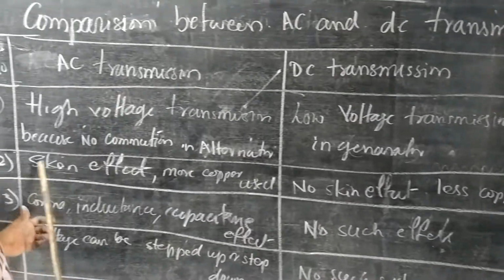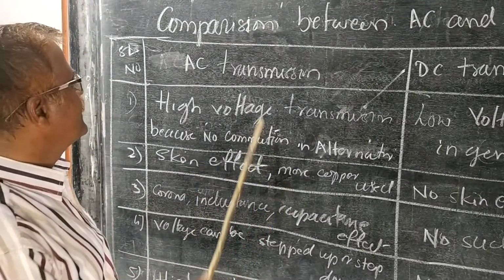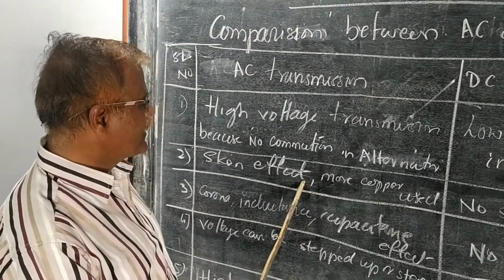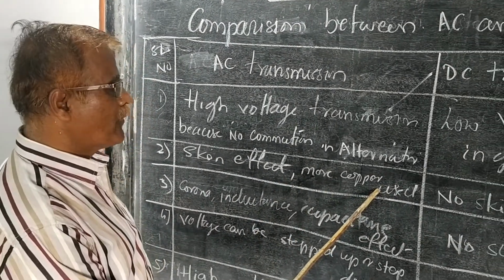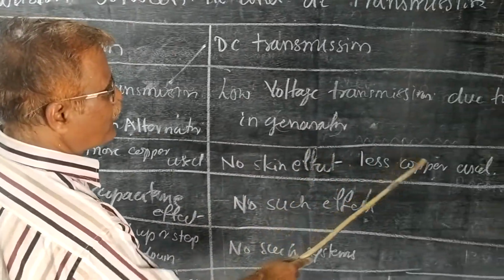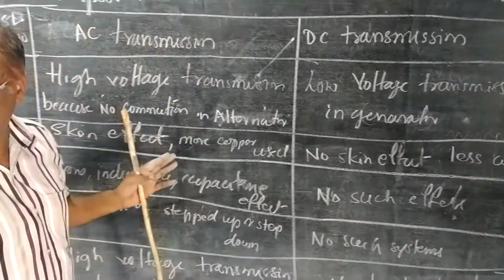And next, the skin effect is in AC transmission. Due to this skin effect, more copper is used. But in DC, there is no skin effect, so less copper wire is used. So then, what is this skin effect?